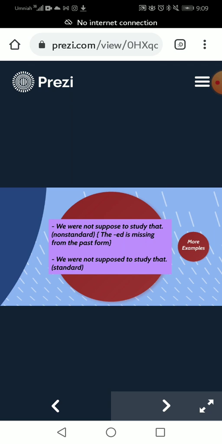For example, if we say "we were not supposed to study that." Now this sentence is not standard because the ed is missing from the past form of the verb suppose. And the standard and right sentence is "we were not supposed to study that." You have to add the ed to the base form to have the past form.